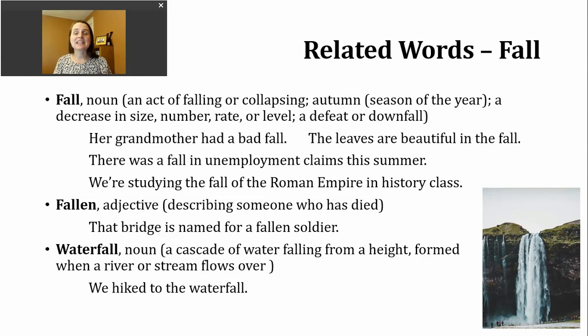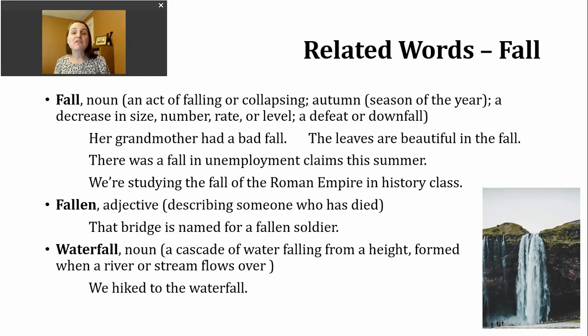So the last part today, we'll take a look at some words that are related to our verb fall. And the first word is just going to be the noun form of this word. Same spelling, same pronunciation. And just like the verb, this noun can have a number of different meanings. I've picked out 4 that I think you're possibly more likely to hear or read, and so we'll focus on those.